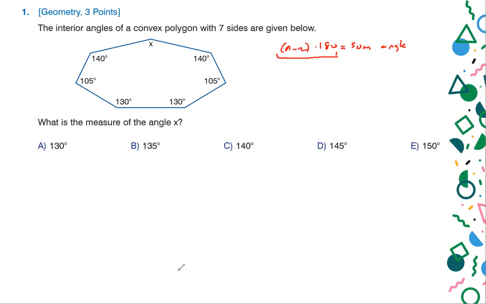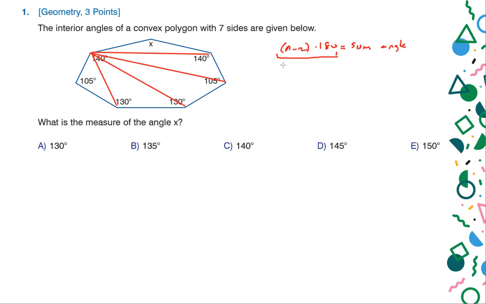If you are wondering why this is the case, the short reminder is you make some triangles by drawing some additional segments. If you do this, you are able to make 1, 2, 3, 4, 5 triangles. Each triangle's angle sum is 180, so that will be 5 times 180 if you add all together. The n minus 2 will be 7 minus 2, which is 5. You can use this reasoning.